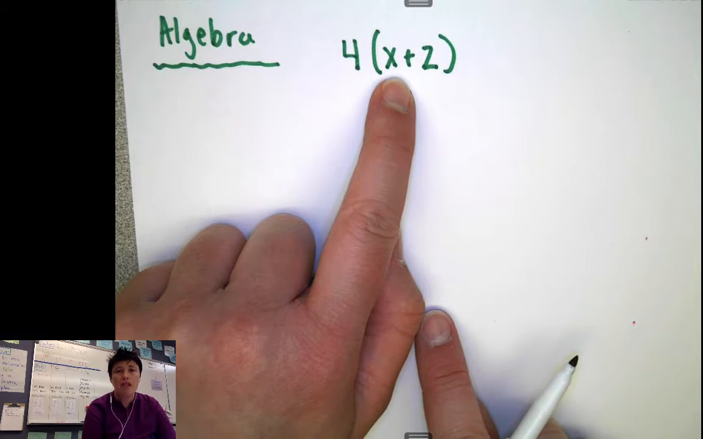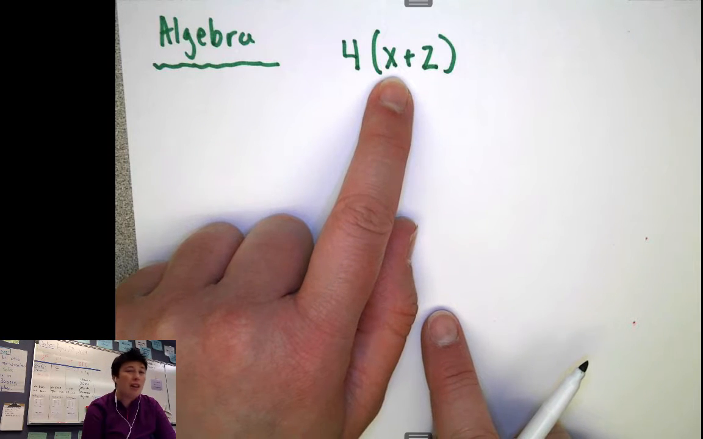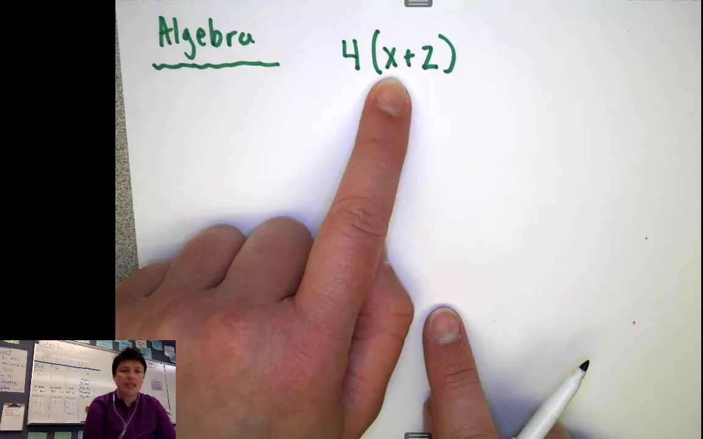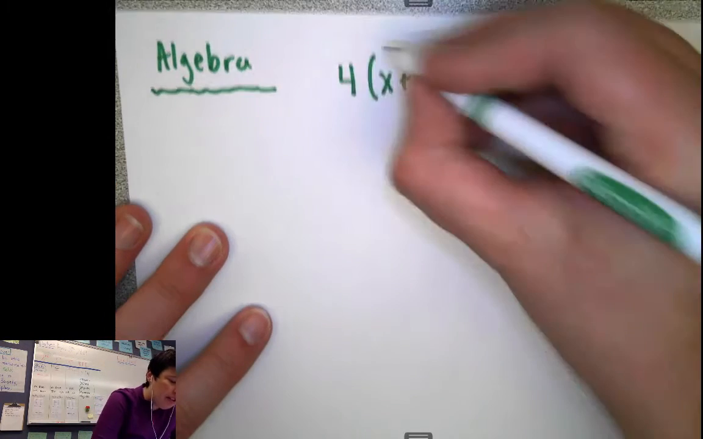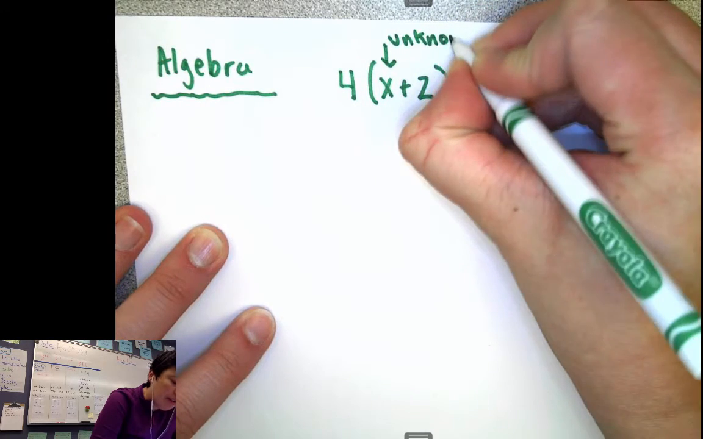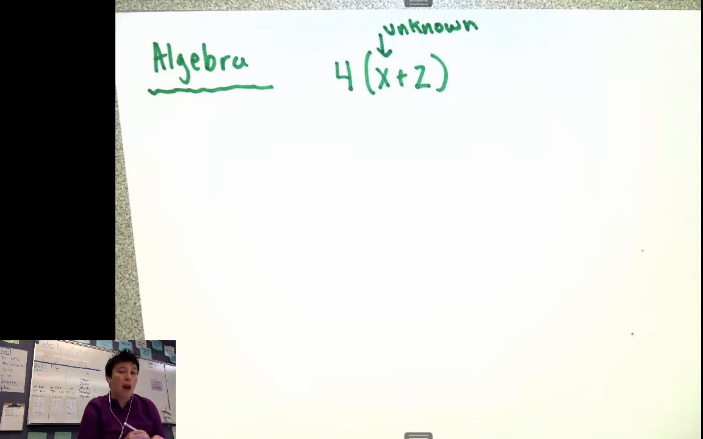It could be 10. 10 plus 2 makes 12. It could be 100. It could be 93. I don't know. We don't know what x is. That's our variable. So this thing right here is unknown. But it doesn't mean we can't do our distributive property.